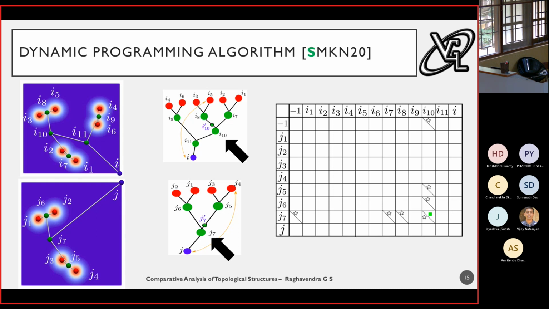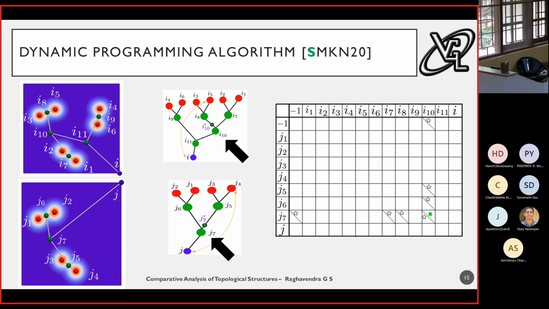So we fill these entries first, then we use these entries to fill the next level of entries and so on. That's why this is a bottom-up approach. So we fill in all these entries by considering the entries which correspond to the subtrees, and finally we come to the last entry which corresponds to the final distance between the two merge trees.